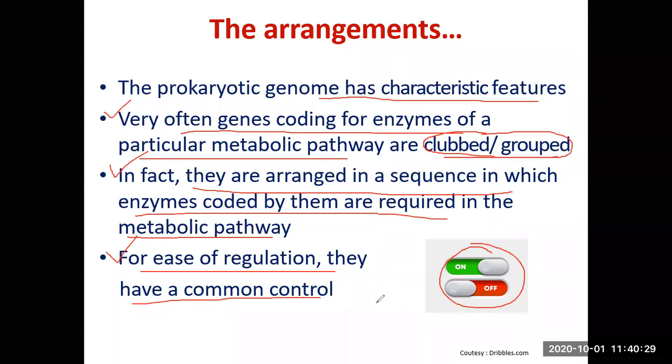Something like that, in the case of prokaryotic genes, they are clustered, grouped, and arranged very rationally. There is a logic behind their arrangement in that group. And the third is that they have a common control. These three points are very important. For ease of regulation, they have a common control.